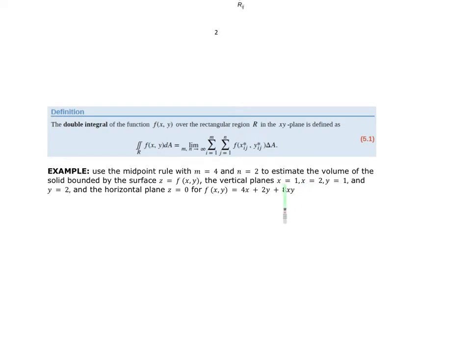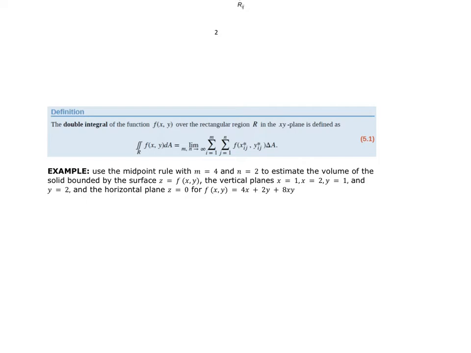So these are my a and b. y is equal to 1 and y is equal to 2. That would be my c and d. And of course, the horizontal plane, z is equal to 0. That, of course, puts me on the xy plane. So let's go through this process with a double Riemann sum.